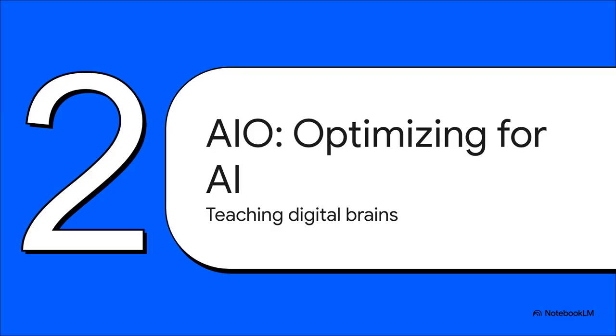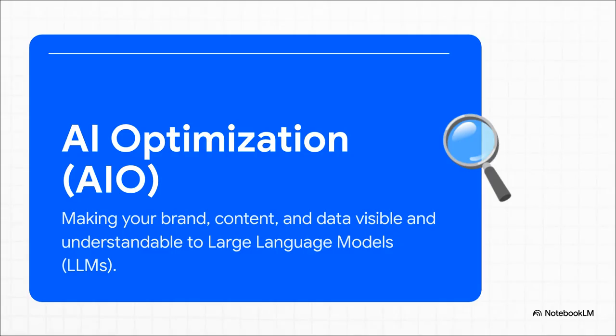Okay, now for the first big shift in thinking, AIO, or optimizing for AI. And this is a really fundamental change. We're not just trying to rank on a list of links anymore. No, now we're basically trying to teach these new digital brains. AIO, or AI optimization, is all about making your brand, your content, and your data super easy for large language models, things like ChatGPT or Perplexity, to find, to digest, and most importantly, to trust. The goal here isn't to be a link, it's to be a source in the AI's knowledge bank.